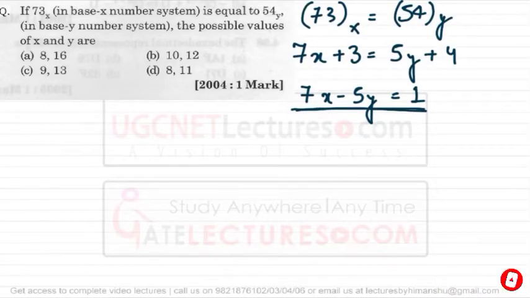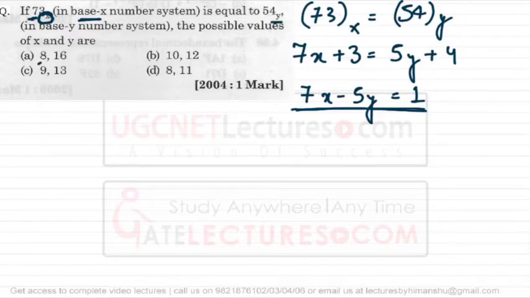One more way to check is the minimum base that this number system must have should be 8, because this is having 7 as a digit. 7 is a symbol used in this number system, base x number system. So this number system must have base equal to or greater than 8. But see, all the options are having values of x greater than 8 only. So this does not apply.